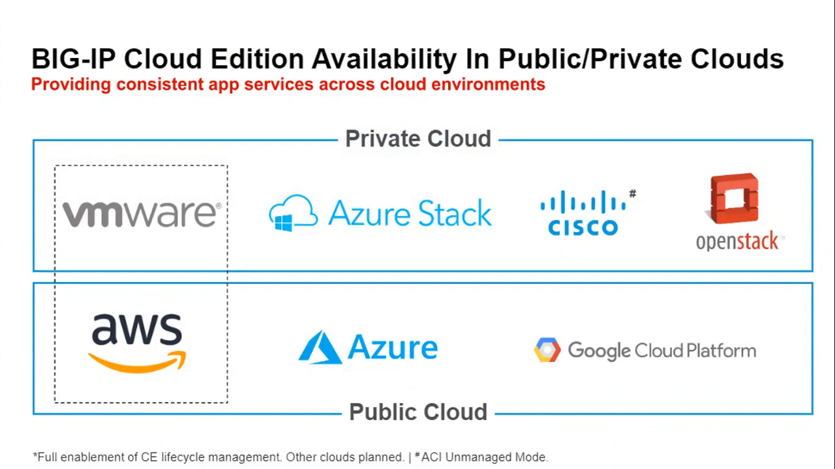The Big IP Cloud Edition availability is in both private and public clouds, which provides consistent app services across cloud environments. We have it on VMware, Azure Stack, Cisco, and OpenStack, and on the public cloud, on AWS, Azure, and the Google Cloud Platform.